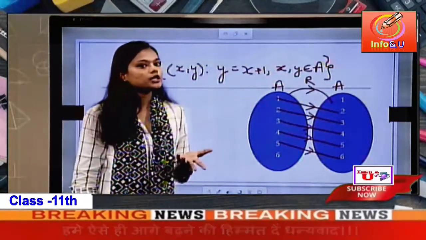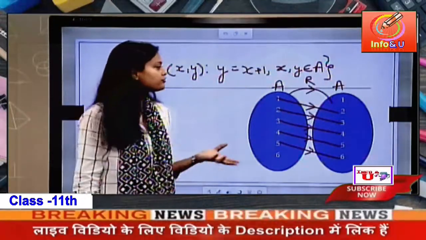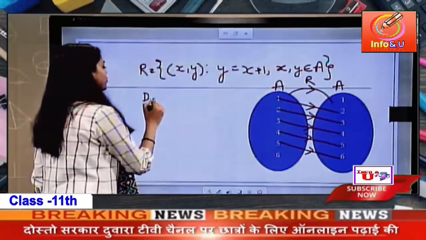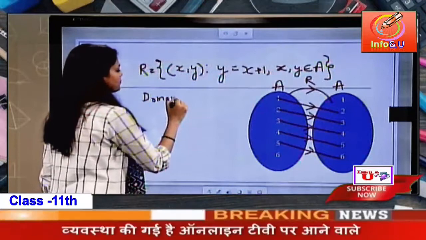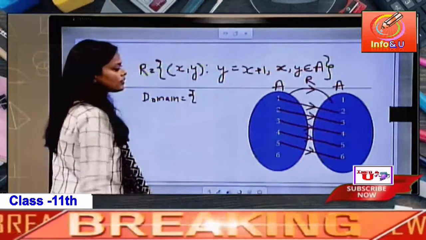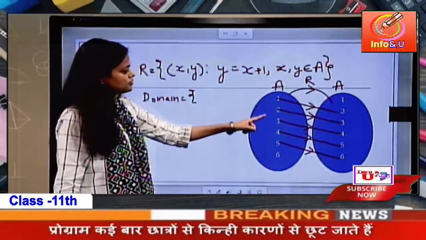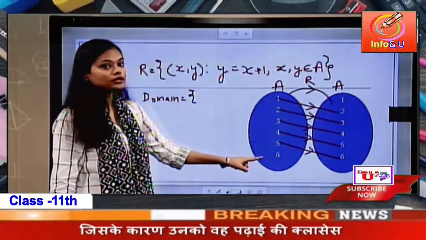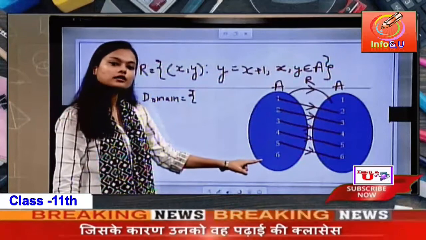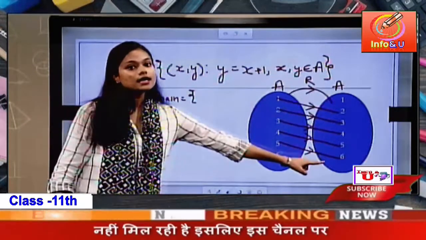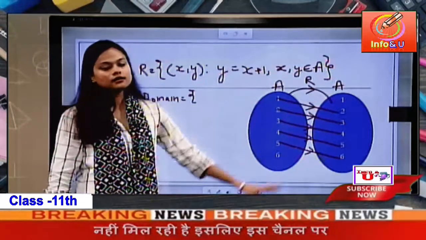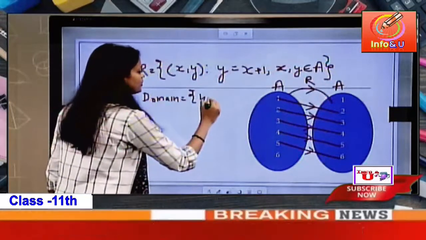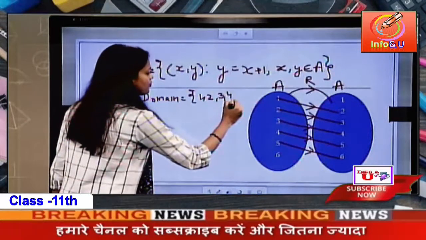Now, what will be the domain, range and codomain of this relation? Easy. Domain, 1, 2, 3, 4 and 5. 6 is not in the domain. Why is it not in the domain? Because it does not have an image in the set A. It does not have an image, so it will not be included in the domain. So 1, 2, 3, 4, 5.